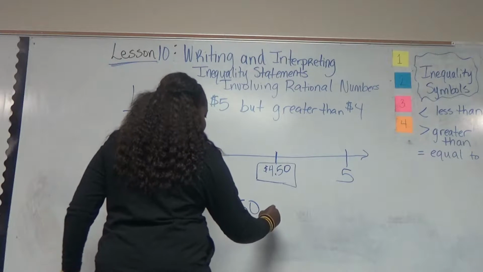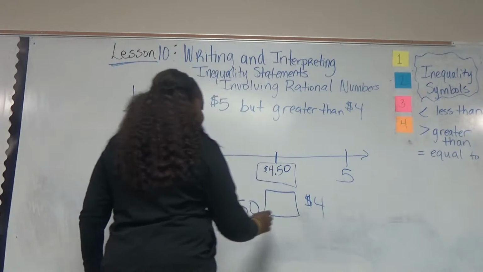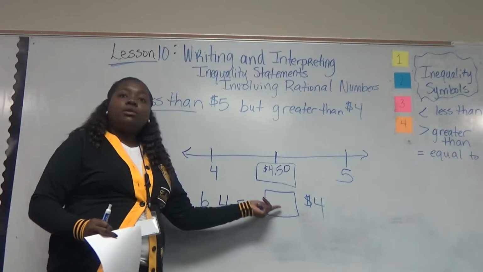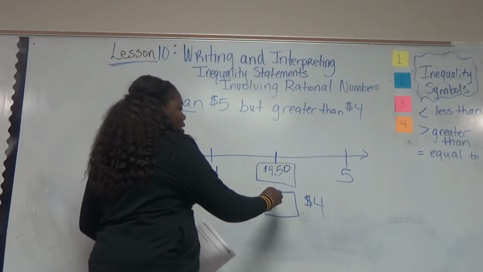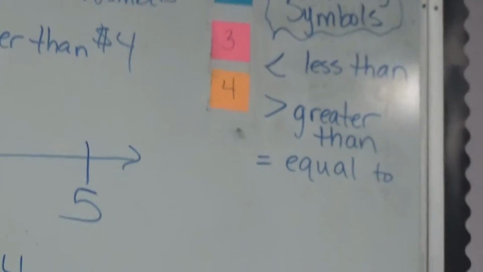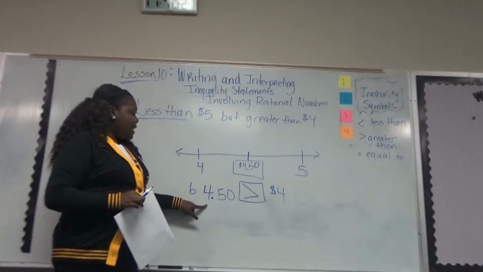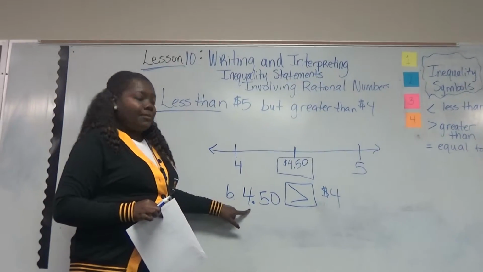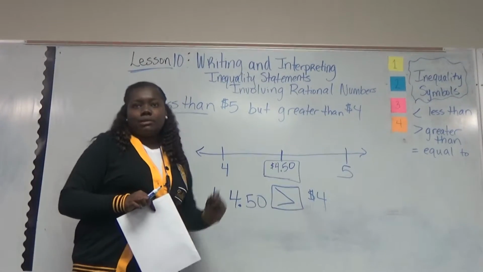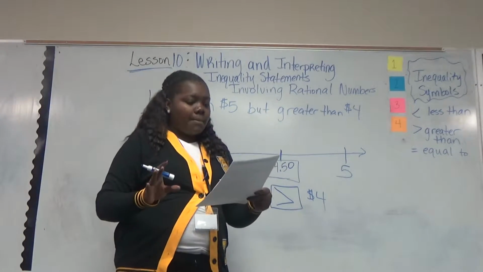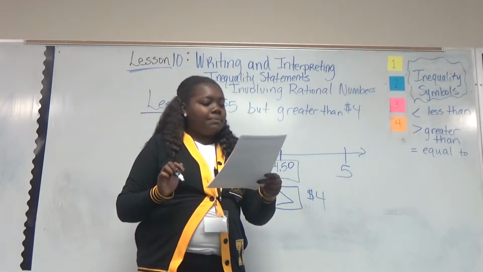$4.50 is blank to $4. It's going to be less than or greater than? It's going to be greater than. So make sure that you're using the appropriate inequality symbol. For greater than, the mouth is open towards the bigger number. So on B, this is your inequality statement: $4.50 is greater than $4. That's all we want on B. Make sure you use that symbol. Alright, go to C.